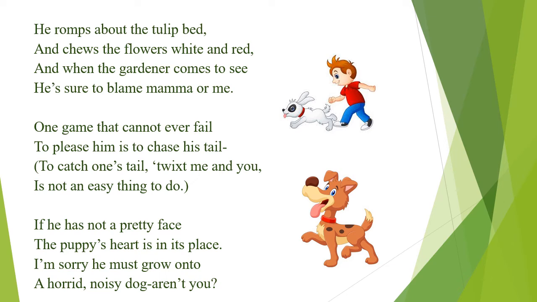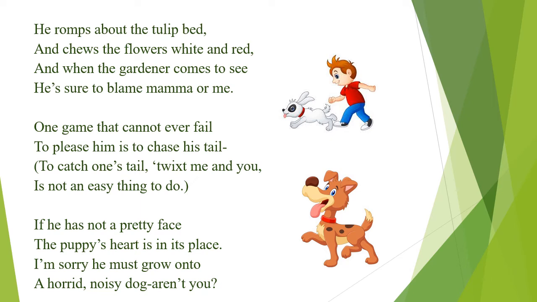Very good. Now here in the last stanza, the poet says, if he has not a pretty face, the puppy's heart is in its place. The puppy might not have a pretty face, but the puppy's heart is kind and it has a big heart. The puppy's heart is in its place. Then he says, I'm sorry he must grow into a horrid, noisy dog. And then he says, someday this puppy will grow up and then he will become a horrible and a very noisy dog. Aren't you? Here, the last line, aren't you, refers to the puppy. It shows that the poet is talking to the puppy.